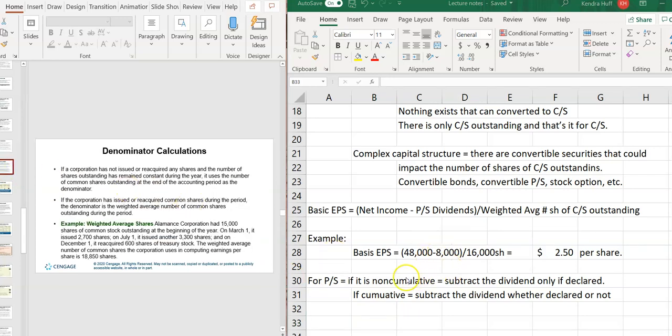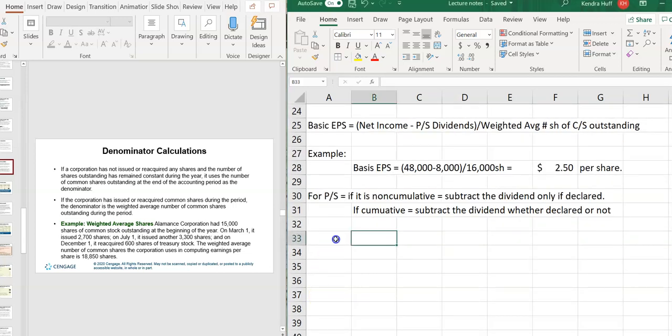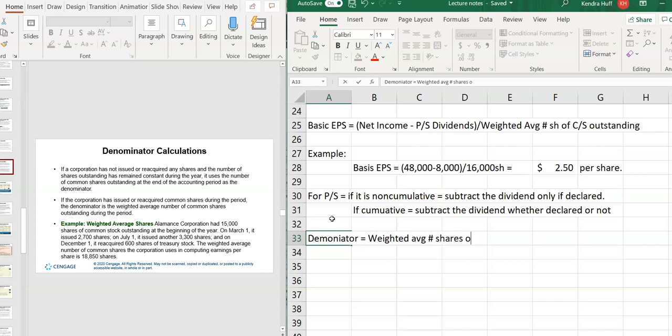All right, denominator calculations are the shares outstanding. So if you remember the denominator, it's the weighted average number of shares of common stock outstanding.